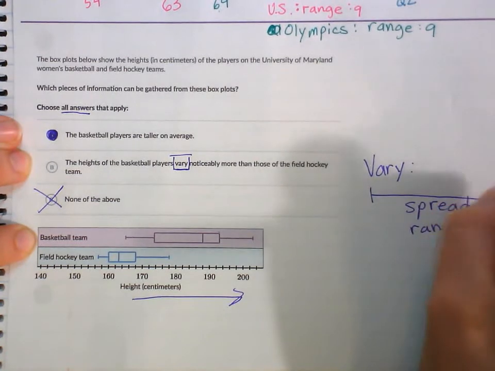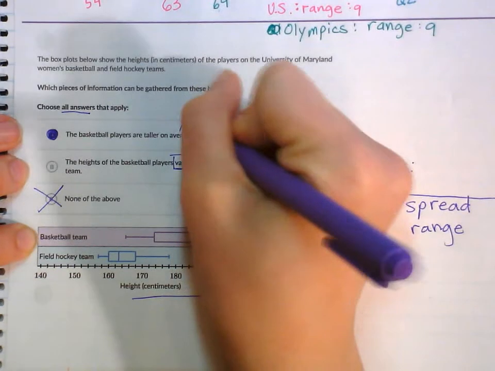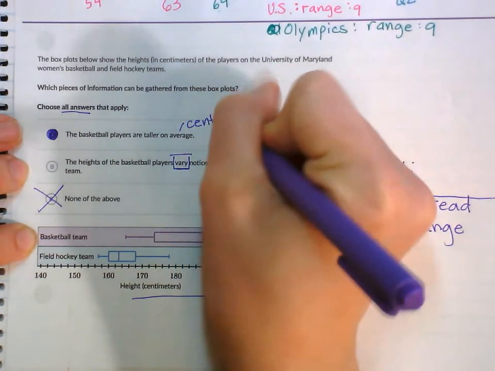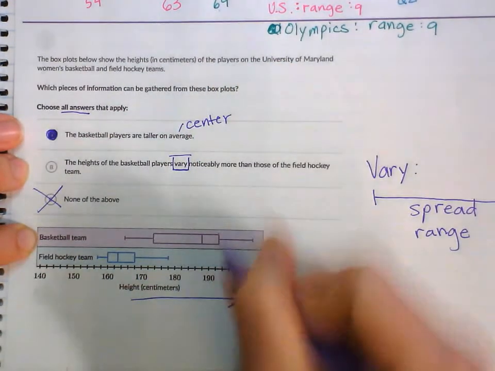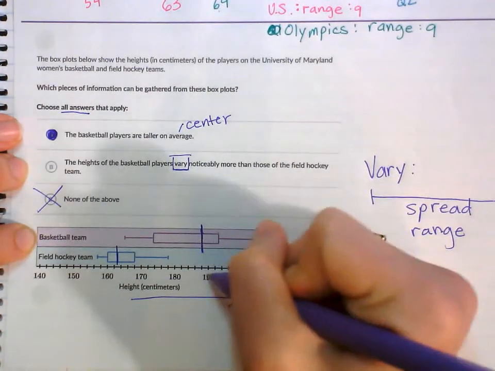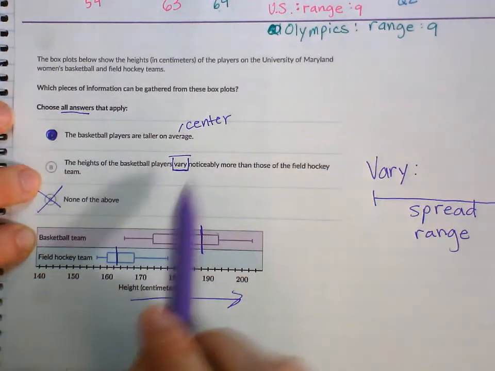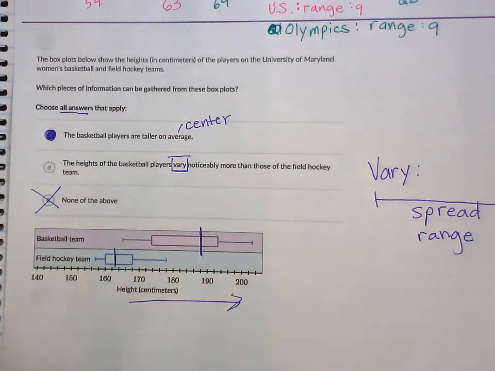It's the range. So when they talk about average, we're talking about the center. We're talking about the box. We're talking about the median. So the median was higher. It was a higher height. This whole box was higher. So we're talking about the center. When they talk about vary, we're talking about the spread.